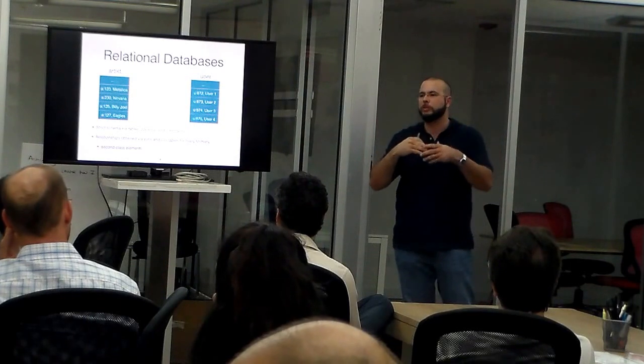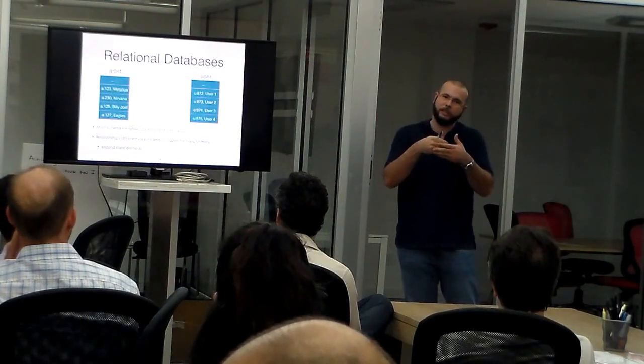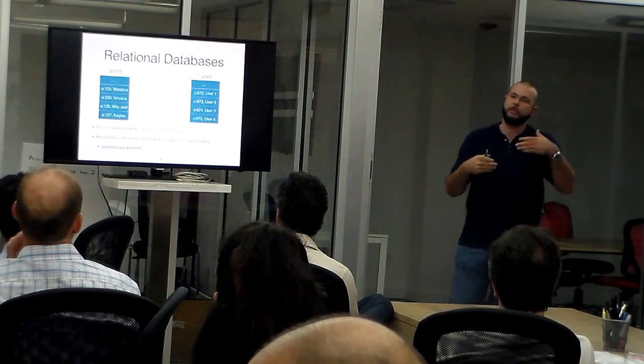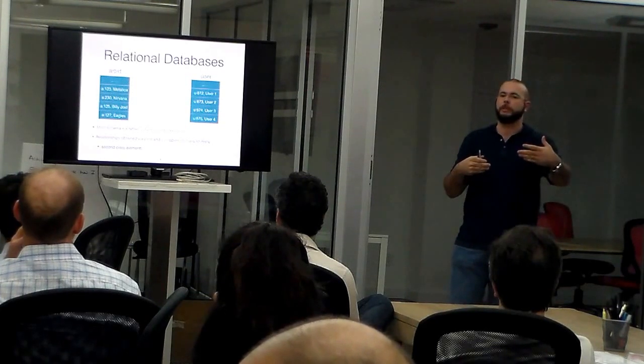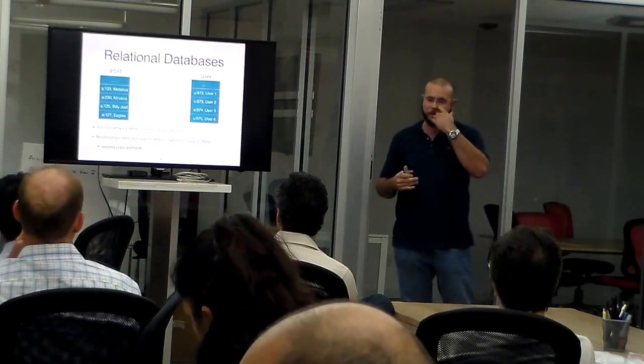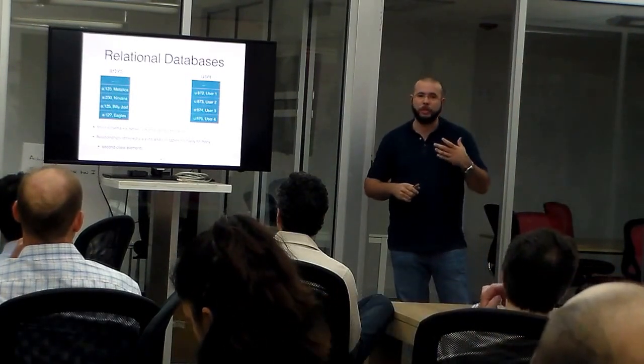You have to join those two tables to obtain your relationship. You need to compute the relationship. You cannot just retrieve it from the database. That's why they're called second-class citizens. And this join operation is complex.